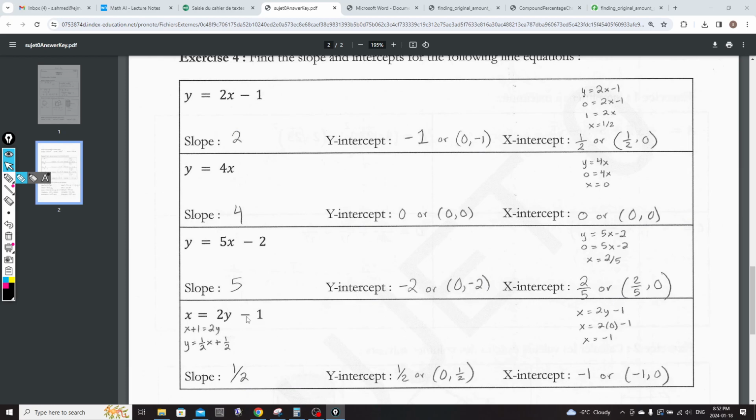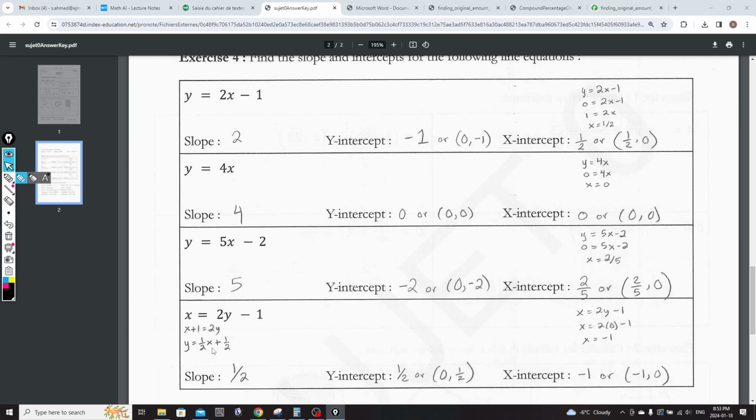So here I'm going to be adding 1 on both sides, so I get x plus 1 equals 2y. And then I'm going to be dividing by 2 on both sides. Now when I divide by 2, I make sure I divide by 2 on every single term. So 2y divided by 2 is just y. x divided by 2 is 1/2 x. And 1 divided by 2 is 1 over 2. So here's my equation in slope-intercept form, y equals mx plus c. From that, I can see that my slope is going to be 1/2 and my y-intercept is going to be 1/2.